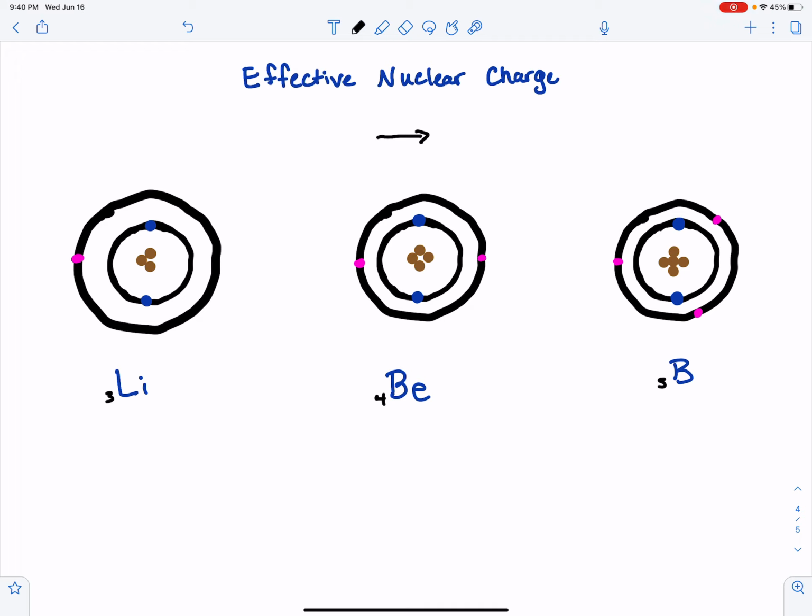So with an atom, there's kind of 2 types of push-pull forces going on. The nucleus is always trying to pull the electrons in towards itself. But at the same time, the electrons are trying to push each other, but especially the ones further from the nucleus, away.